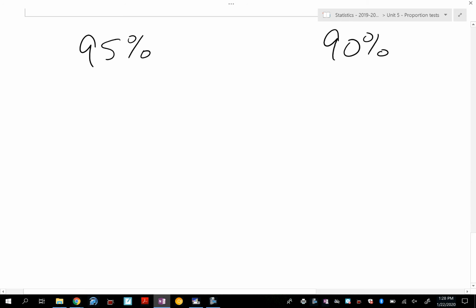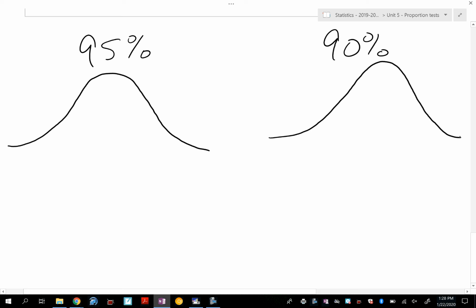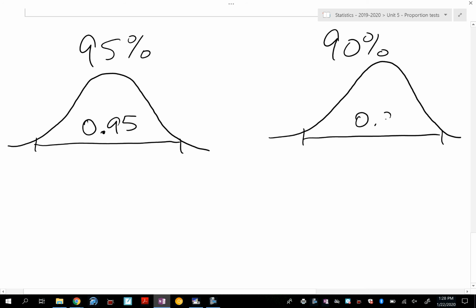You remember that statement from yesterday? You're going to need that statement tomorrow. You're going to write, the conditions have been satisfied, so I'm going to use the normal model to run a one proportion Z interval. Memorize that statement. So I'm going to draw two normal models. When you draw this for a 95% confidence level, for a confidence interval, this is 0.95. And when you draw it for 90, in the middle is 0.9.